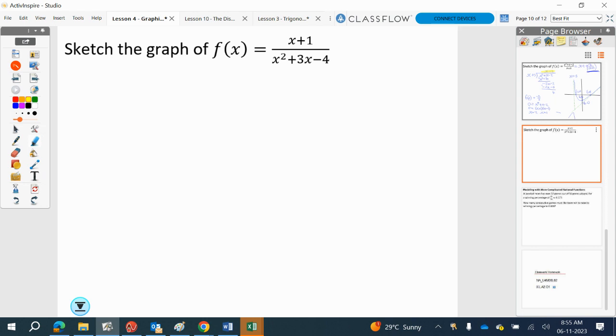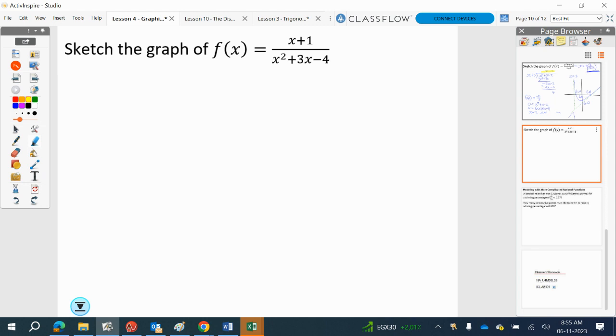We need to find the horizontal asymptotes. Using the numbers. Let's do it. So the asymptote is y equals 0.